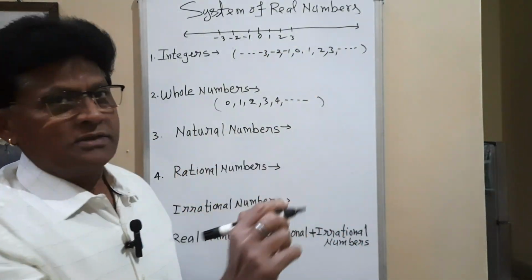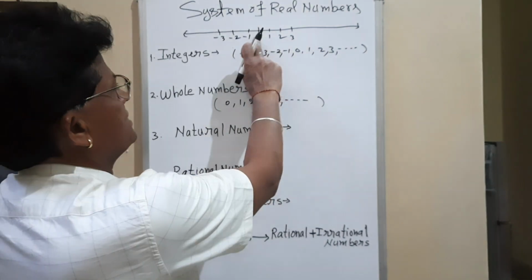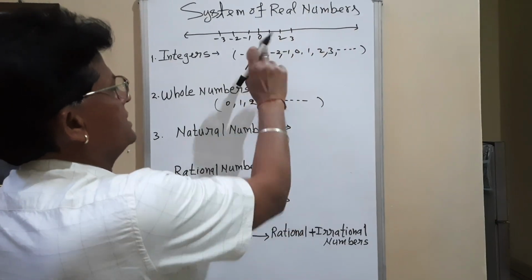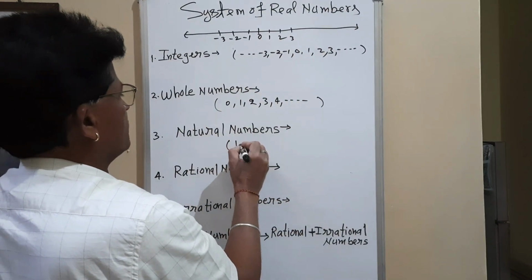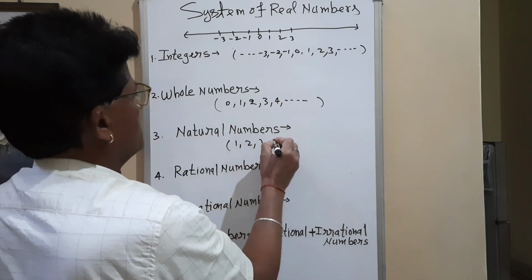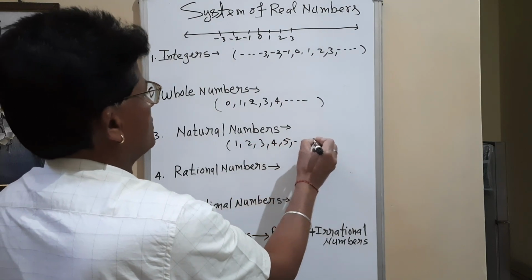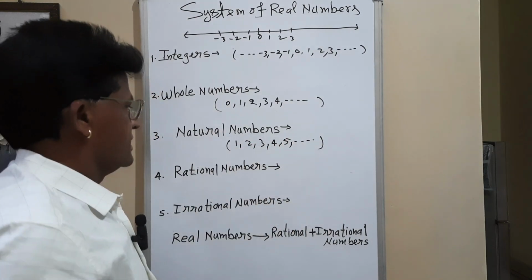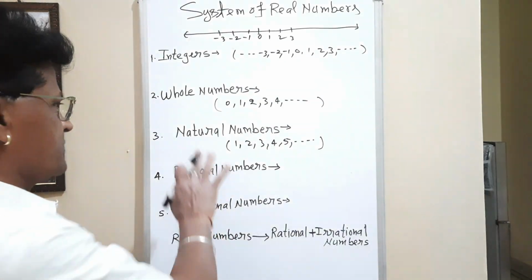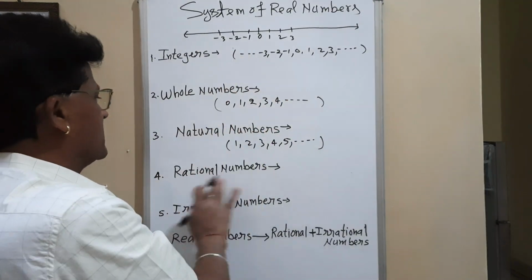After that, natural numbers. Natural numbers are all the positive numbers on the right side of the 0. They start from 1, 2, 3, 4, 5 and so on. These are known as the natural numbers. You see how very simple it is. Now, rational numbers.